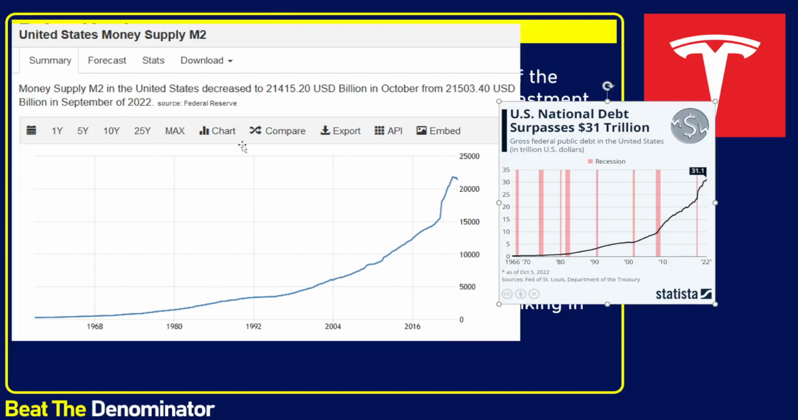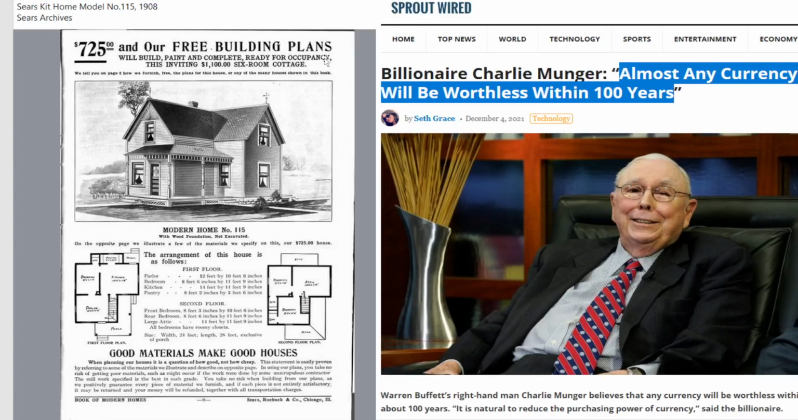So the US has been printing money at a very, very rapid rate for a very long time. It actually predates going off the gold standard. That's mostly from banks and commercial banks creating money, but also base money more recently. And how do you see money supply most clearly today? Well, I like to look at Charlie Munger. Almost any currency will be worthless within 100 years, which is funny that he says, because he's very anti-Bitcoin, even though Bitcoin was created to address this issue.